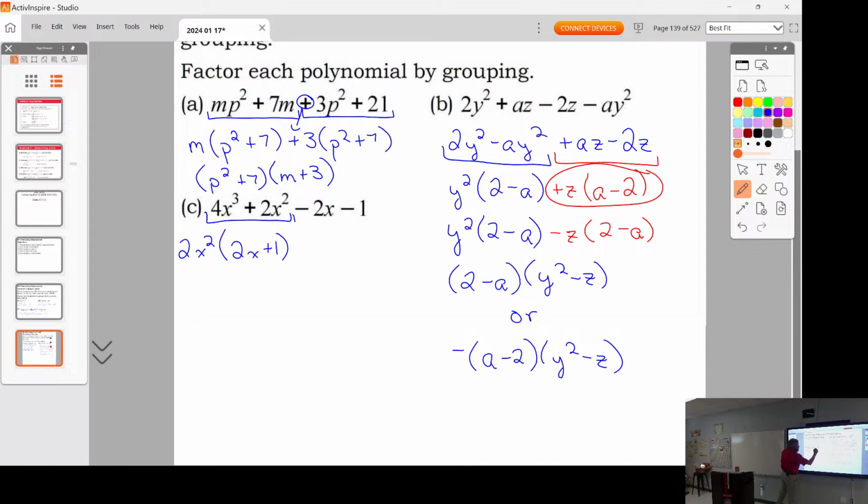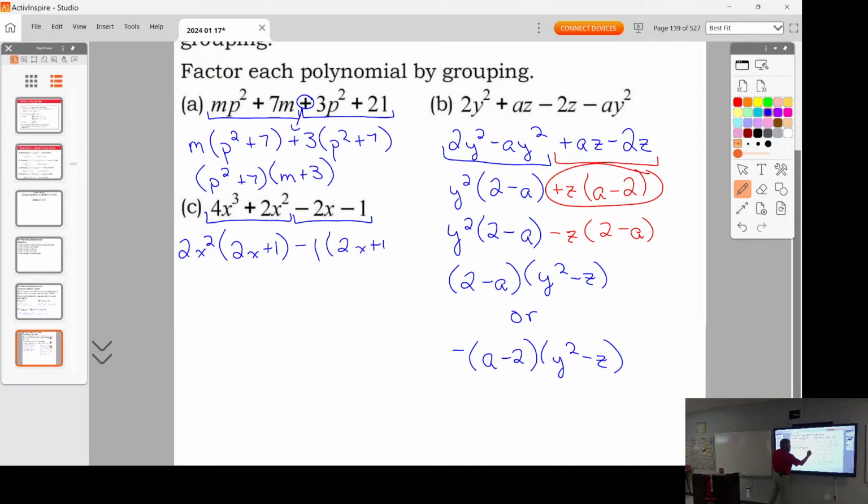Second pair. Minus 2x minus 1. Anything in common? -1. Why negative? Because it starts with a negative term. Always, whatever that first term is, that's what you're factoring out. And really, -2x minus 1 don't have anything in common. So if nothing, then always 1, right? All right. So factoring out -1 leaves us with?